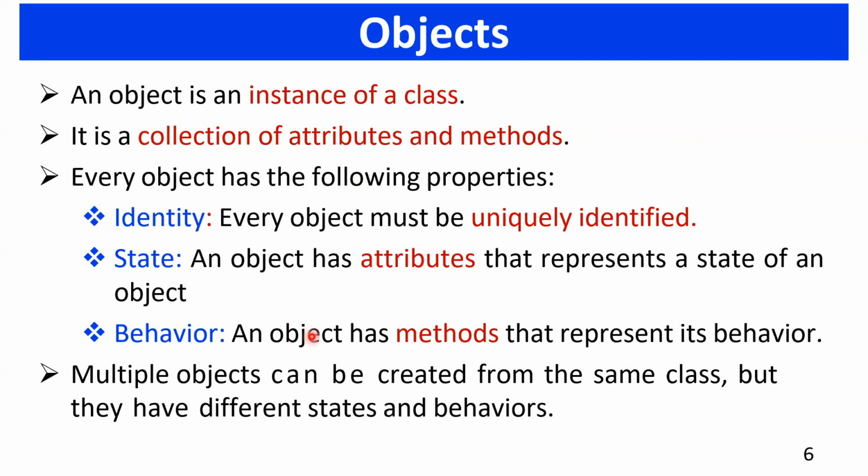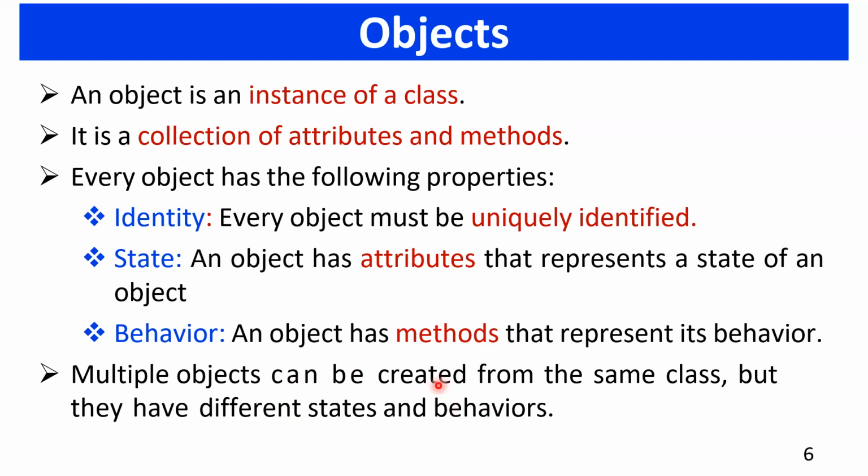Similarly, an object has methods that represent its behavior. For example, if you consider two persons, Ram and Sham, both of them can have their own behaviors. So likewise, methods of an object represent the behavior of the class. Multiple objects can be created from the same class, but they have different states and behaviors.